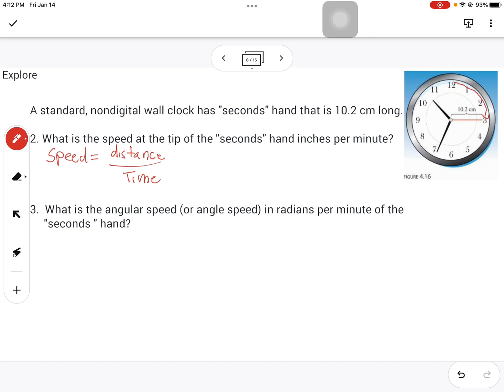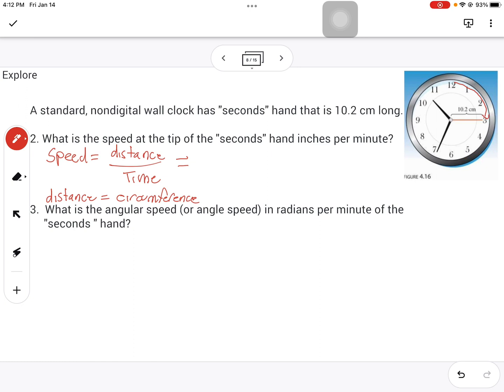So we can say our distance equals our circumference when we're talking about a circle. So if I'm looking for the speed, I need to find a distance, and then it's over a time. So the key is to relate a distance to a time. Now, we're on a clock. Clocks measure time, so we have all kinds of distances related to time.